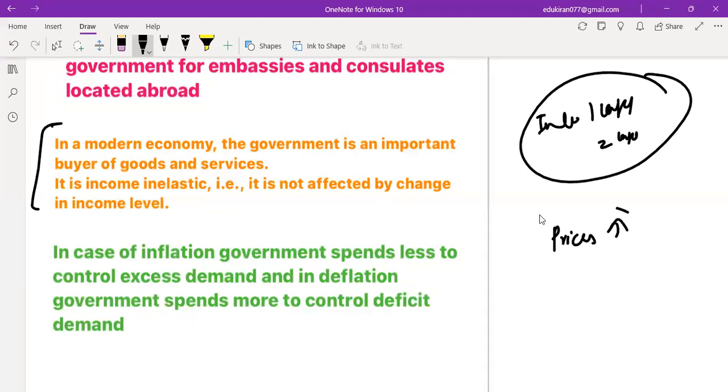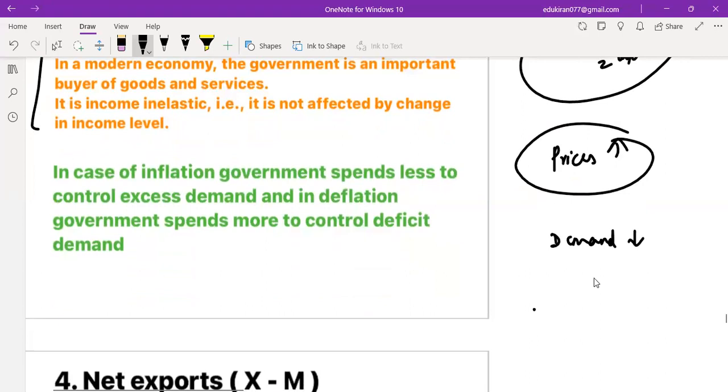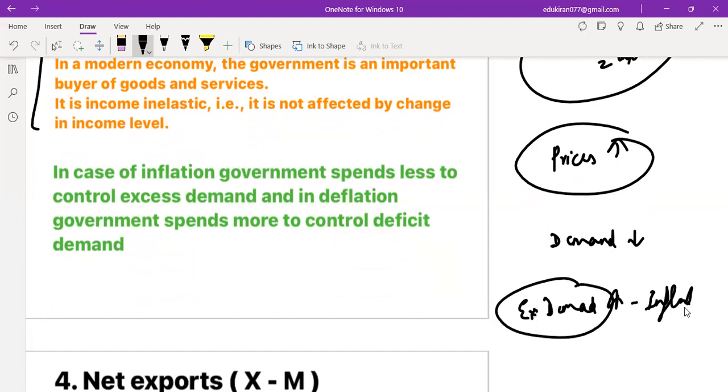Clear? If prices are high, nobody will demand, so demand will be less, right? So in the situation of inflation, you remember when we were doing that, when you demand a lot, what comes? Inflation comes. At that time, the government will spend less because there is already a problem of excess demand, so that it can come down. Now, when there is deflation, that means deficit demand is there, so the government will spend more money so that more and more people can demand, right?